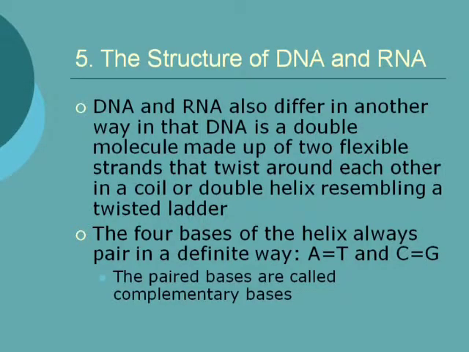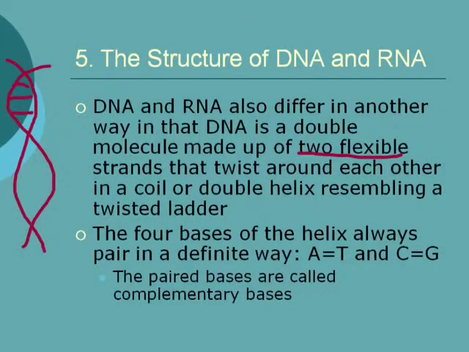DNA and RNA also differ in another way in that DNA is a double molecule made up of two flexible strands that twist around each other in a coil or double helix resembling a twisted ladder. Okay, looks like this. This is your DNA. The four bases of the helix always pair in a definite way, which is your A bonds with T, and C, we couldn't really put that in there with your little bonds, but triple bonds with G. The paired bases are called complementary bases.